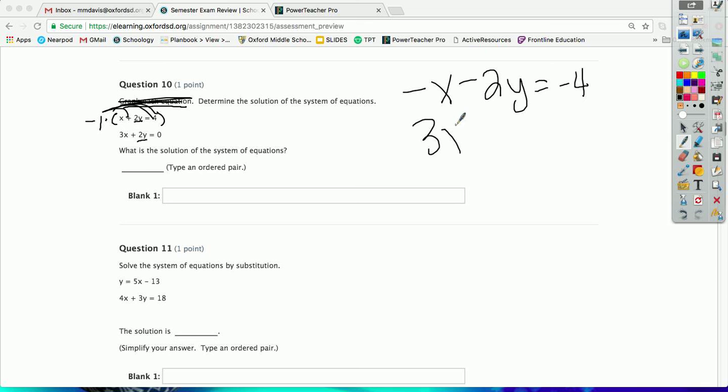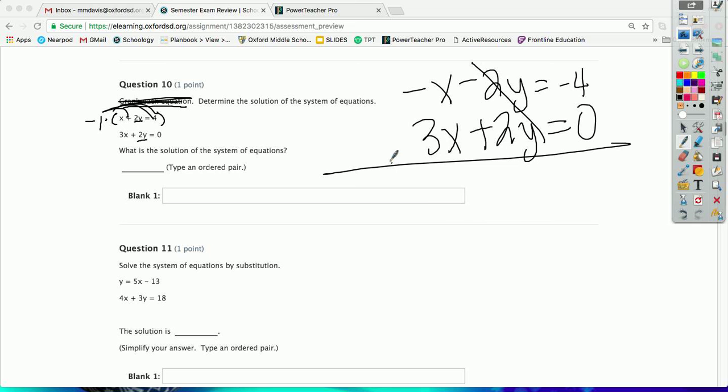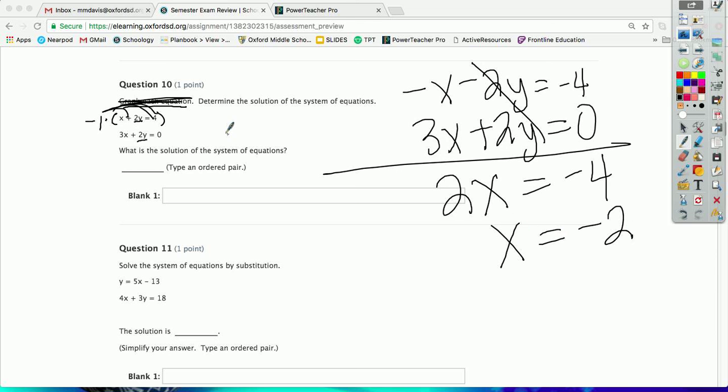And 3x plus 2y equals 0. So the y's cancel. -1 plus 3 will leave me with 2x equals -4. So x equals -2. That's only half of my answer. I have to plug that value back into either one of the original equations. I'll pick the top one.